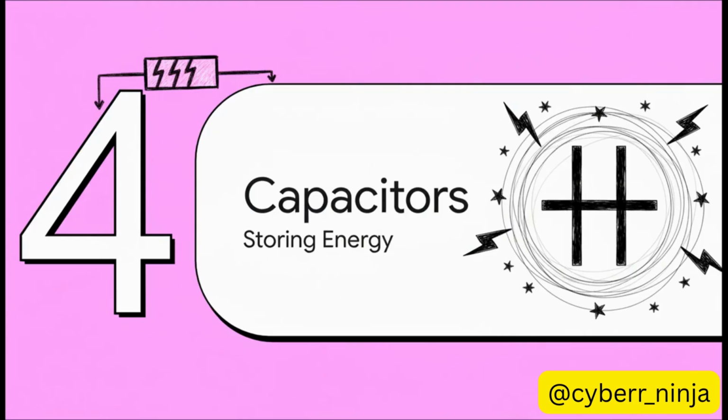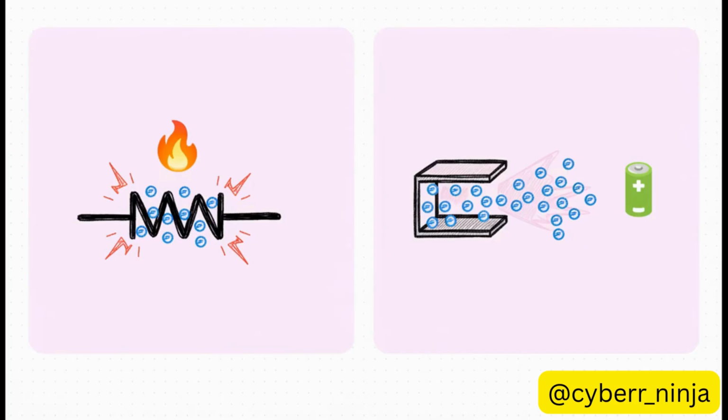Okay, so we've got resistors to control the flow, but the electronics toolkit has a lot more to offer. Let's meet another key player, the capacitor. So if a resistor acts kind of like friction, turning electrical energy into heat, a capacitor is more like a tiny rechargeable battery. It doesn't really resist the current, it stores it up. It holds onto electrical energy and then releases it exactly when the circuit needs it.